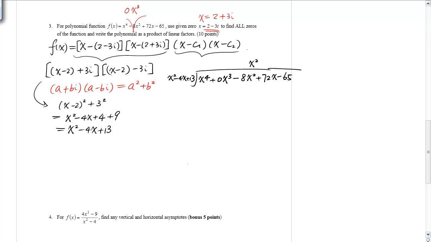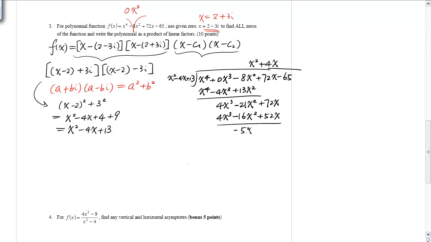So we will have x squared here. Subtraction: 0 minus negative 4, positive 4. Negative 8 minus 13, negative 21. Write down the next term. The next one right here should be 4x. 16x squared plus 52x. Subtraction: negative 21 minus negative 16, negative 5, plus 20x minus 65. And then lastly, we will have negative 5 here.